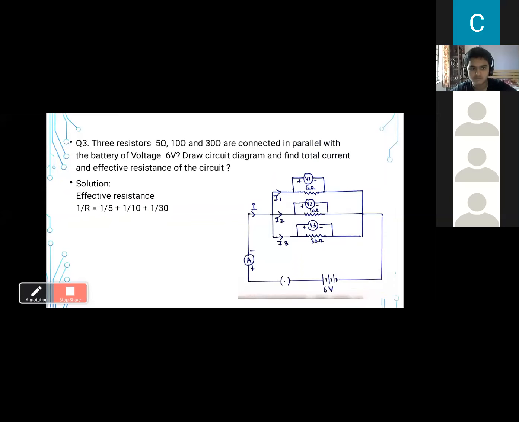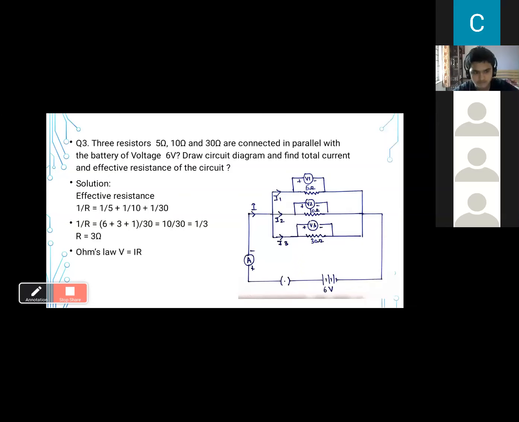So first we'll find the effective resistance. 1 by R equals 1 by 5 plus 1 by 10 plus 1 by 30. How much is it coming out to be? 3 ohms. 1 by R comes out to be 1 by 3. That means R equals 3 ohms.